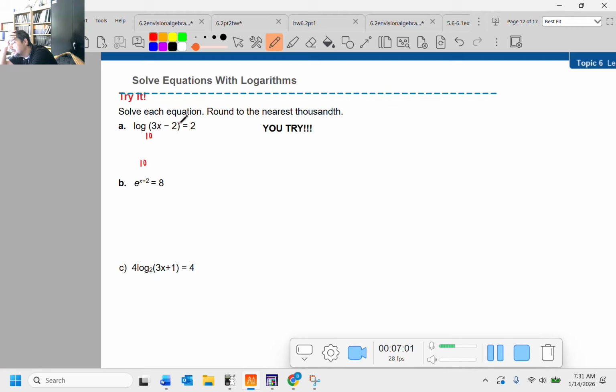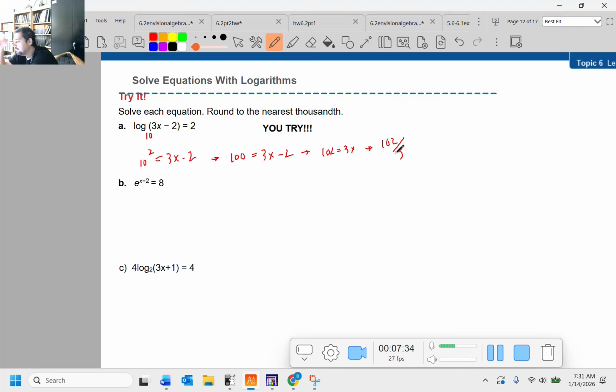My base is 10, my exponent is 2, and I would have to equal 3x minus 2. Because base, argument, exponent. Base, exponent, argument, or answer. 10 squared is 100. That would be equal to 3x minus 2. We're going to add 2. That's going to give me 102 equal to 3x. And we're just going to divide by 3. And I don't care what 102 over 3 is.